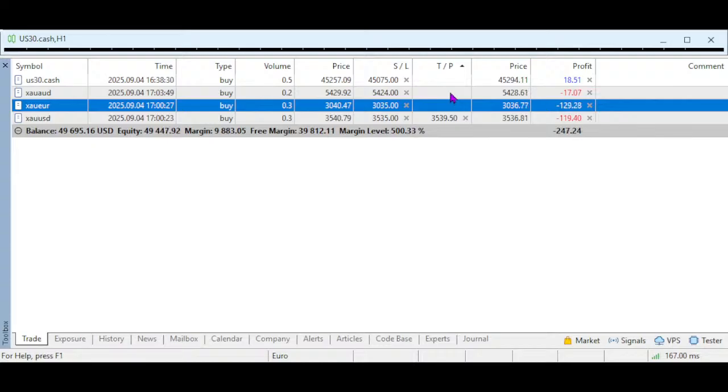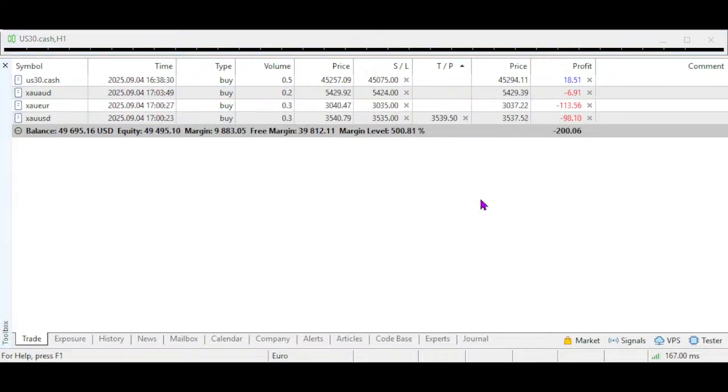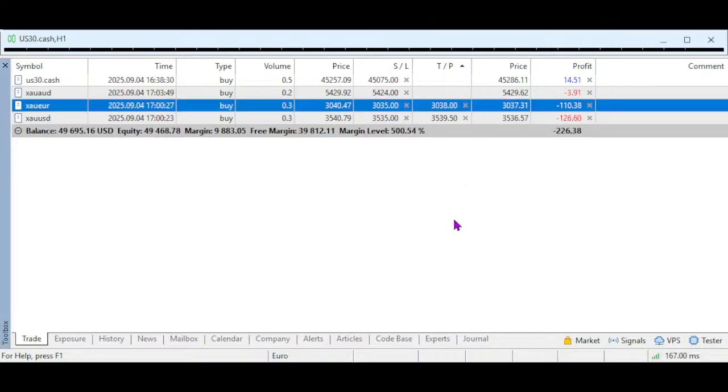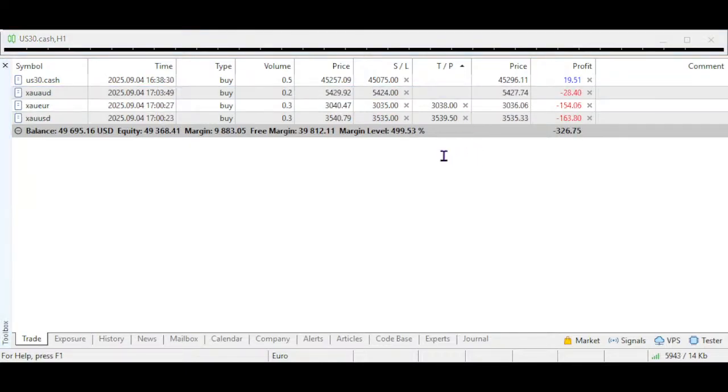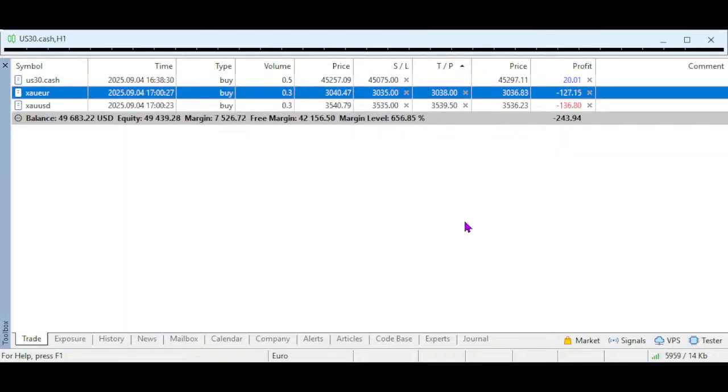Okay, I don't want to add on anymore. I think the market is moving very fast. So we'll try to close the other one also at 38. Okay, the Aussie, I think we'll try to close it. We don't want to hold this anymore because the market is moving in the opposite direction. Okay, I've closed the Aussie.